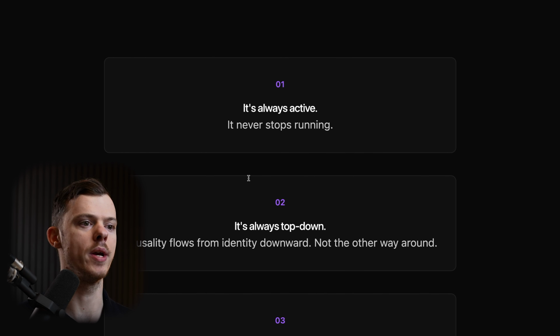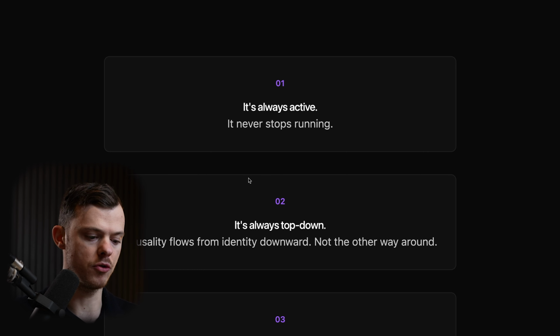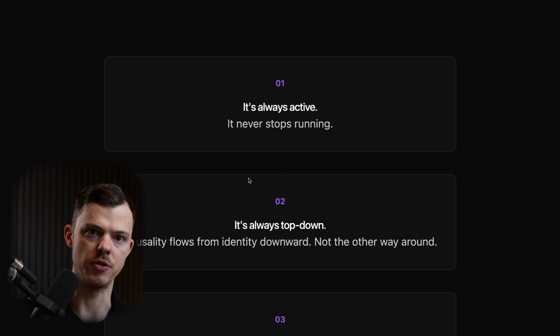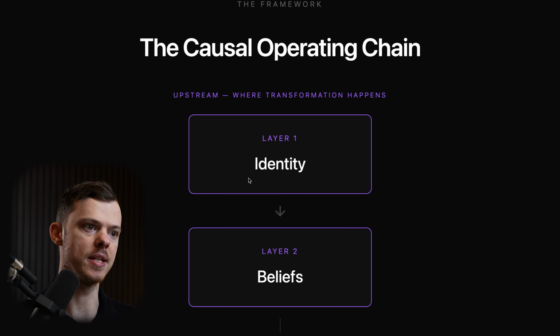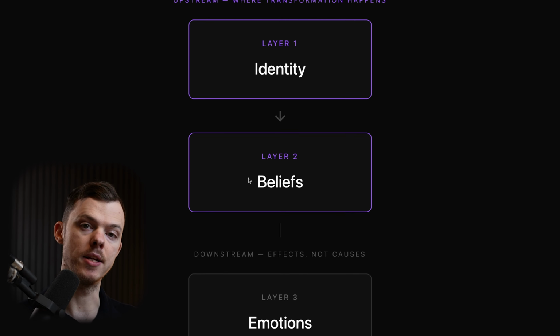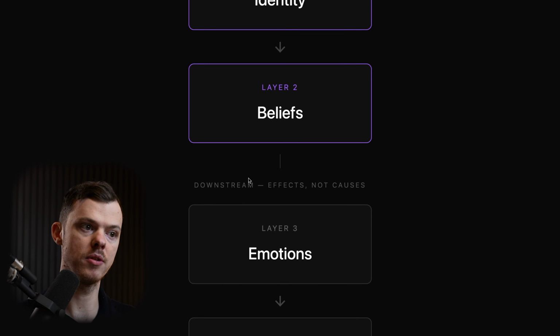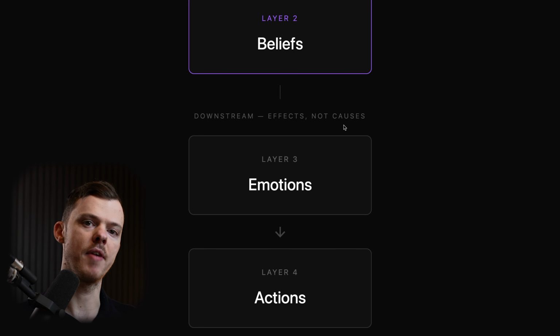Next is that it's always top down, because causality flows from your identity all the way to your results. And it's not the other way around. Your results don't create your identity, your identity creates your results. Again, I'll briefly come up here just to fully lay this in. Layer 1 is your identity. Layer 2 is your beliefs. Layer 3 is your emotions. These are all downstream. These are effects, not causes.